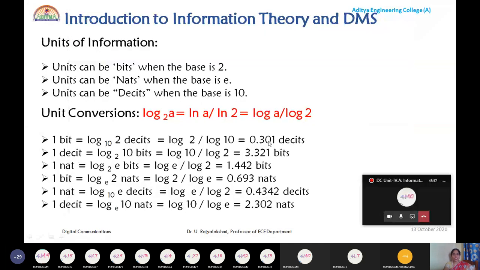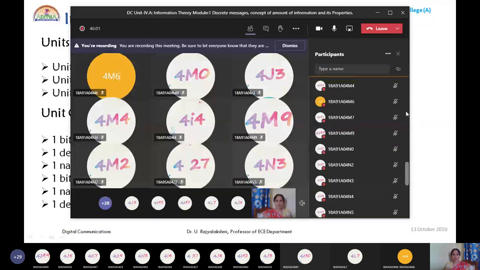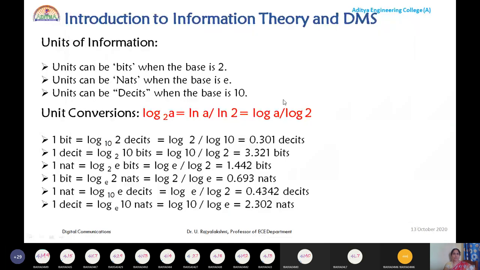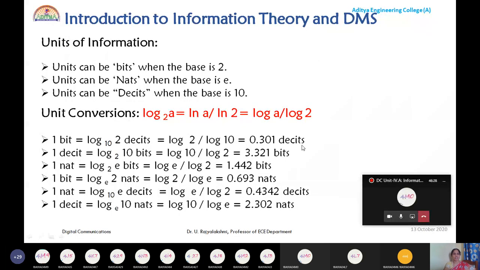Yes ma'am, 0.301 decits. Your class strength is only 42; I don't know, might be due to exams. But these are also important, otherwise the semester problem will arise. Check, or else go through the material which will be provided. Okay, you got 0.301 decits.